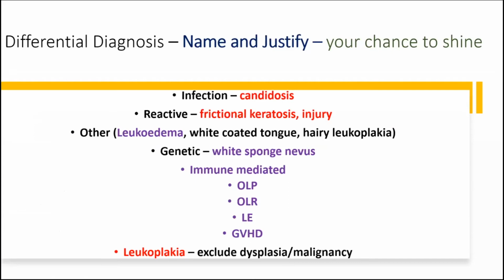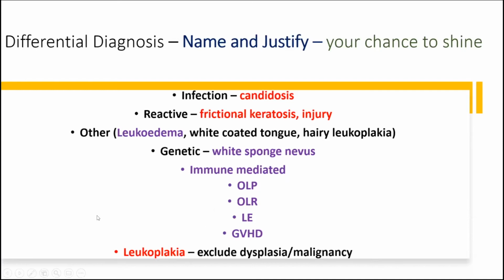This is your chance to shine, okay? So as we said before, I use the simple differential diagnosis here. If you wish to add more, fine. You need to name 3 different conditions to get a pass. If you just name 3, you will get a pass. So if you say it's probably candidiasis, it can be candidosis, a white lesion, it can be frictional keratosis, or you can say injury, and it can be leukoplakia. These are 3. These will get you a pass, okay?